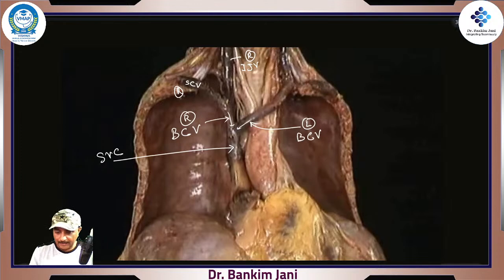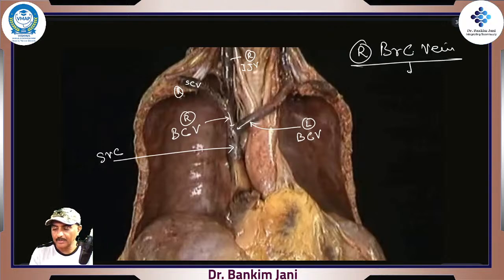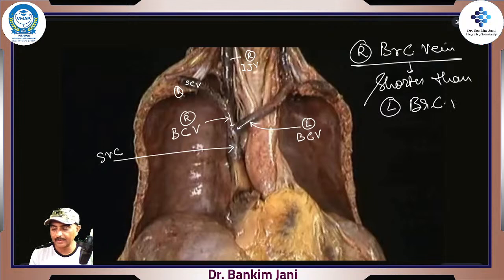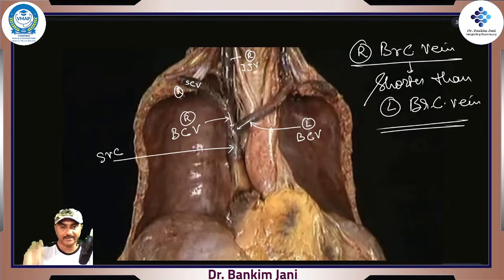Point to be noted is that the right brachiocephalic vein is shorter than the left brachiocephalic vein, because their combination, the superior vena cava, is on the right side of the heart. But we are not more interested in this length.